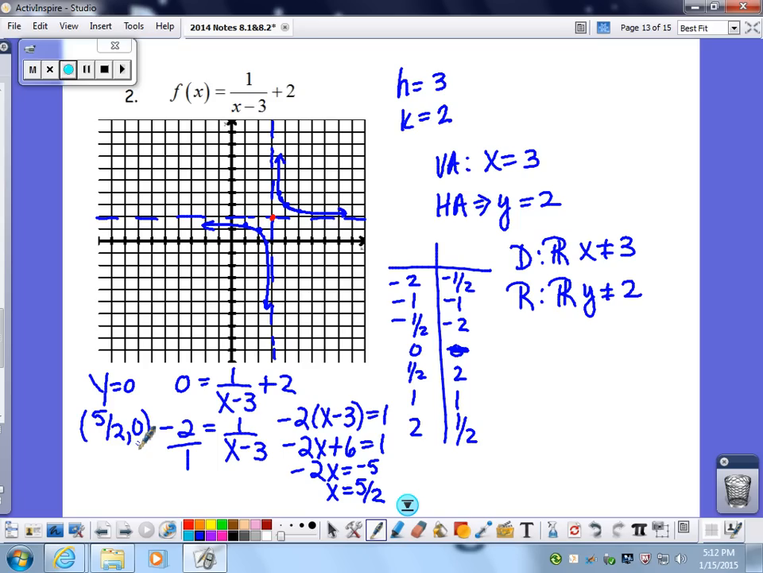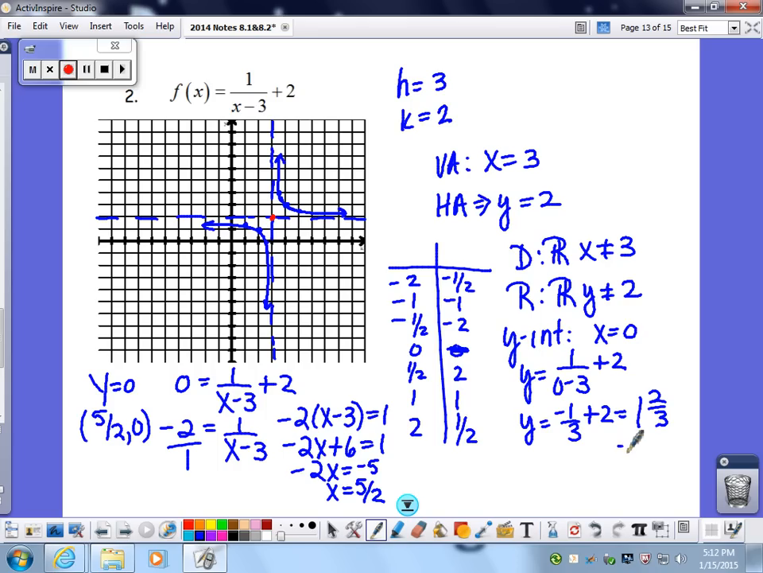Now find the y-intercept. That's when x equals 0. So let's solve for y when x equals 0. So 1 over 0 minus 3, plus 2. So y equals negative 1/3 plus 2, which is equal to 1 2/3 or 5/3. So (0, 5/3) is my y-intercept.